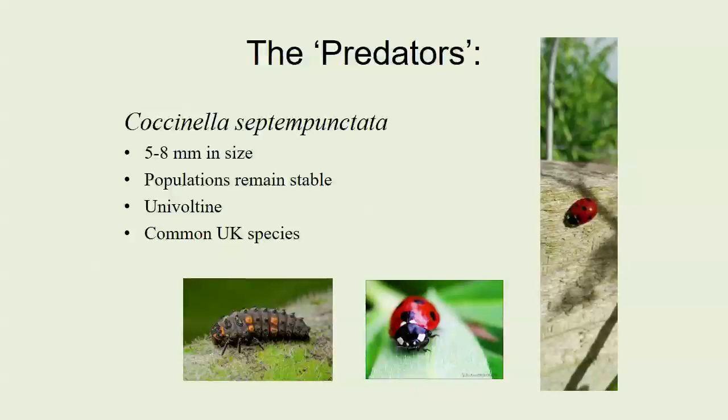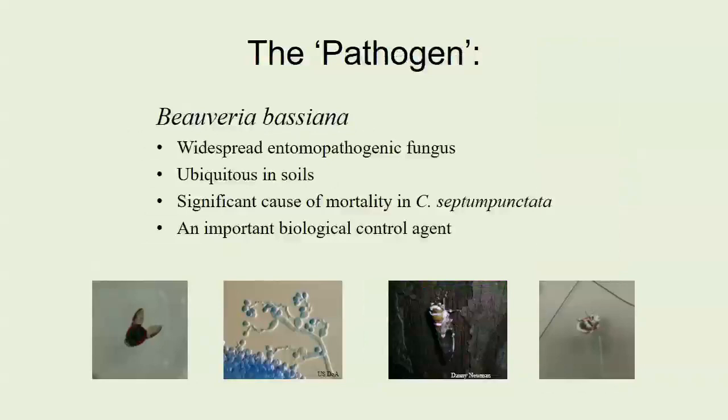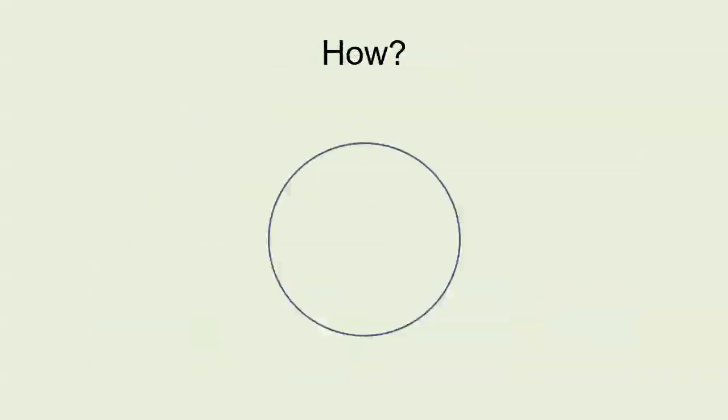The last player in this story is our pathogen. This is Beauveria bassiana. This is a widespread entomopathogenic fungus with a very broad host range, and it's used quite a lot as a biological control agent against a wide array of insect pests. So how specifically did we go about doing this? We set up a laboratory microcosm experiment using experimental arenas consisting of a petri dish. Into this, we added some water agar to add additional moisture, in addition to providing a substrate for our wheat leaves, or wheat blades.